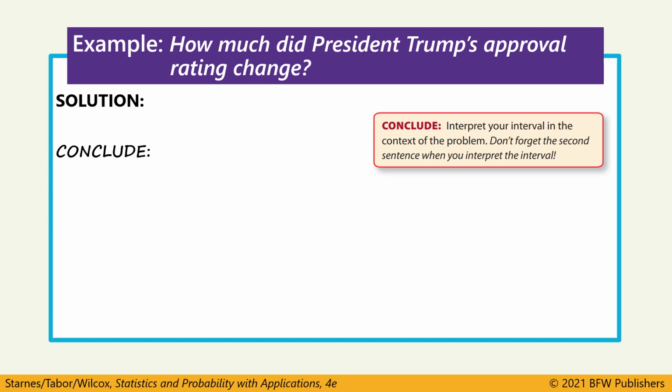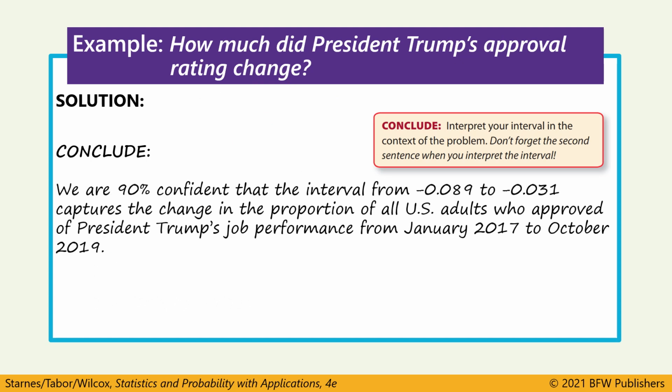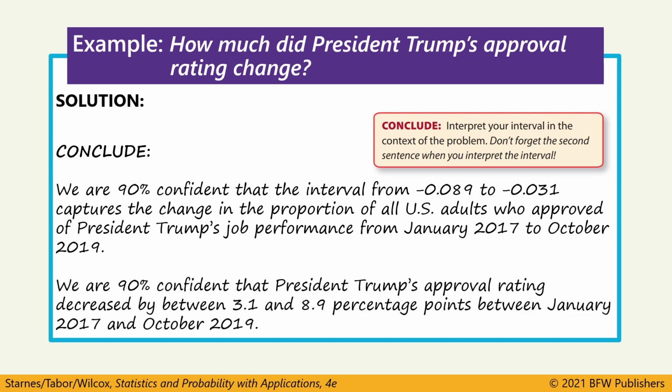When it comes to interpreting the interval, just remember that it's about the difference or the change in the proportions. So we would write that we are 90% confident that the interval from negative 0.089 to negative 0.031 captures the change in the proportion of all U.S. adults who approved of President Trump's job performance from January 2017 to October 2019. We can also write it with a bit more context in it and say that we are 90% confident that President Trump's approval rating decreased. It's decreasing because these two values up here are negative, by between 3.1 and 8.9 percentage points between January 2017 and October 2019.